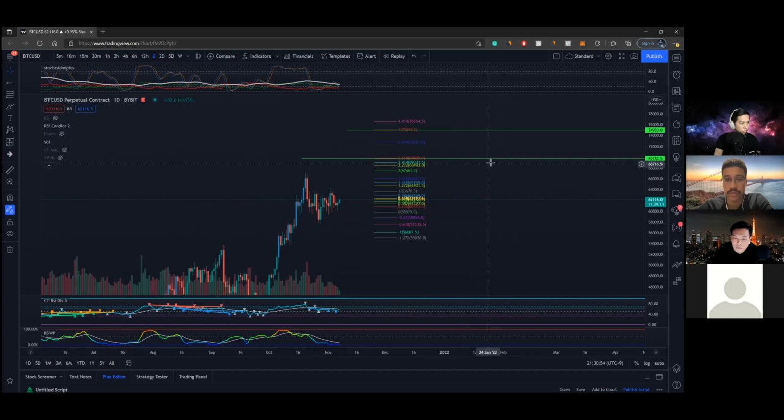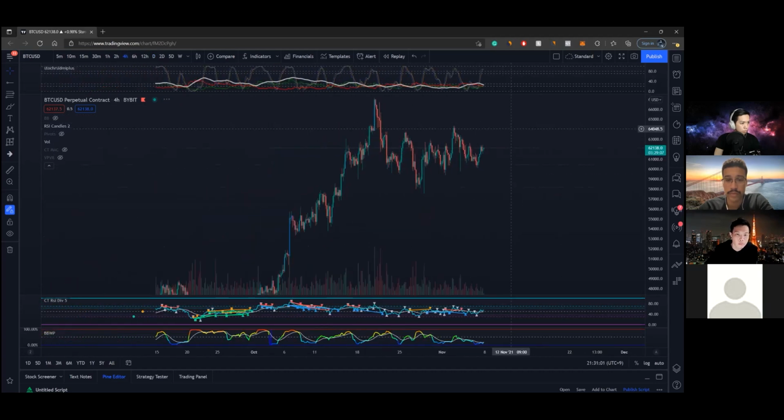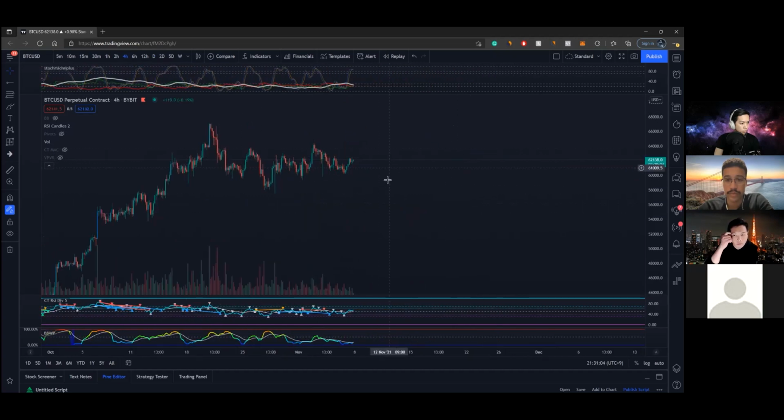I am a little bit conscious of time here, so I'm going to whiz through everything else. Let's go down to a 4-hour. Again, this is just consolidation here. The range that I drew is still intact. As long as we're between 60,000 and, well, on the 4-hourly it's a little bit higher, 64,300. Any 4-hour closure above this level, I'd look for moves back up to all-time highs, about 67 before moving up to 70.